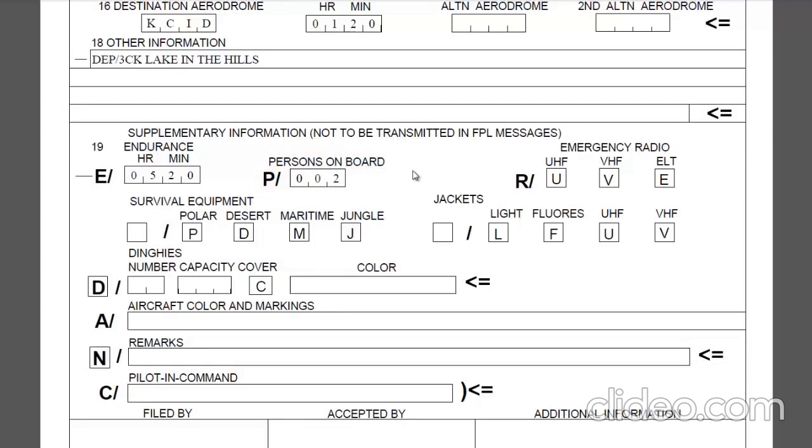So remember, this section is more for search and rescue information. We have the E, that stands for the endurance, for how much fuel we have. We have P, that stands for how many people on board. Now we have R. This is for the type of emergency radios you have available in your airplane. Now we have UHF radio, VHF radio, and ELT. If you have an ELT, you would leave that marked. If you have a VHF radio that can transmit on 121.5, you would leave that in there. But most small planes do not have a UHF radio, so we would put an X through that. So this is showing we have radios on board, and these are the 2 types of radios we have.